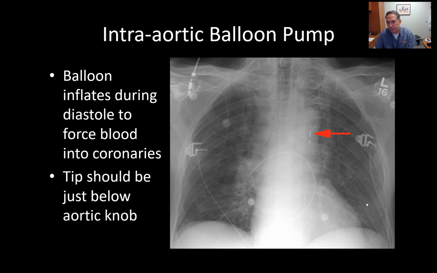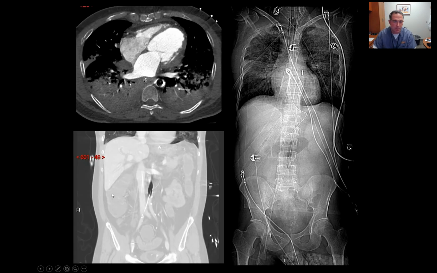Too high can cover the left subclavian. Too low, you'll end up covering the kidneys. The celiac and SMA can handle not having diastolic flow, but the kidneys don't like it. You can see this one's on CT, quite low.